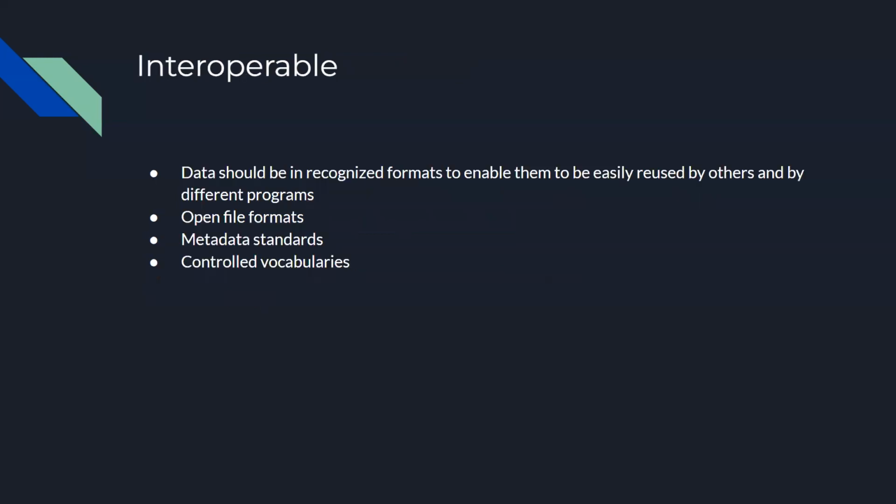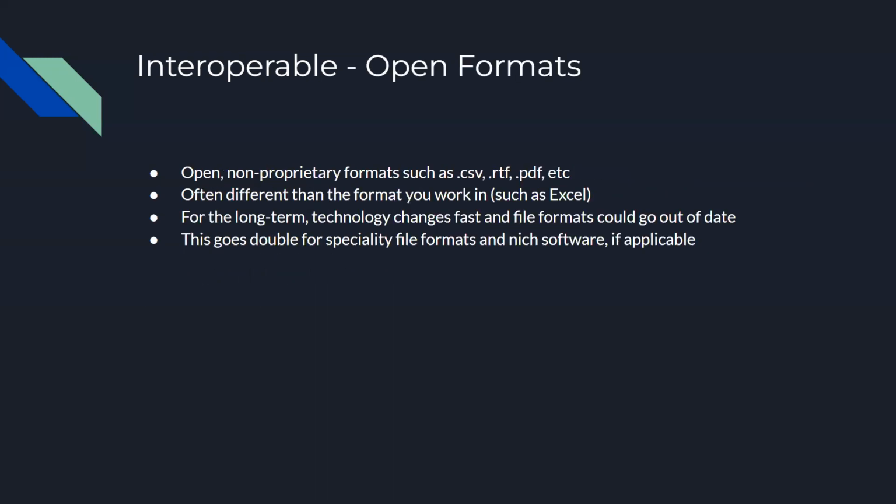And so the third principle I wanted to talk about today was interoperable. Basically, what this means is that the data should be in formats that make it easy for them to be reused by others and to be used by different programs. There are three ways of making this happen. First is the use of open file formats. Second, the use of metadata standards. And third, the use of controlled vocabularies. Each of these we'll talk about in a bit more detail.